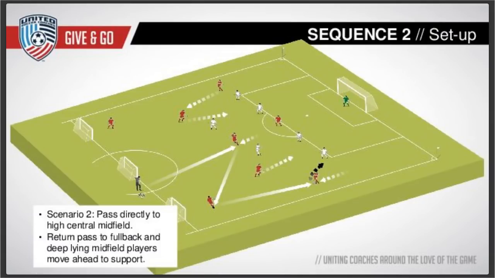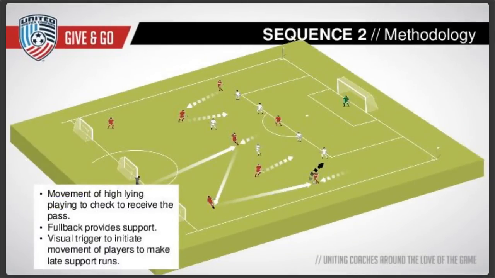And in this second scenario, we are passing the ball directly from the coach into the central midfield position. So in the first sequence, we pass wide to a fullback. This time we're playing directly into the midfield, to a midfield player that is coming back towards the ball. That midfield player is then spreading the ball into a wide position. So let's have a look at this, Sean, and see what we would introduce for the coaches in terms of methodology on sequence 2.